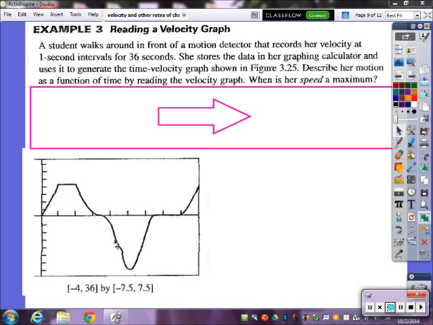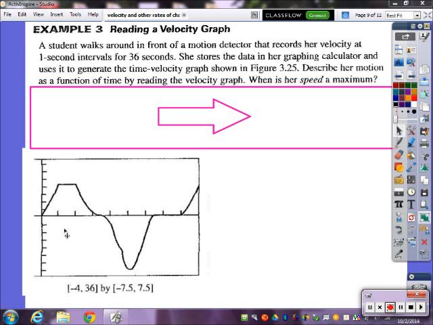If I were to interpret this, she's moving in front of a motion detector. So she's moving away from and towards the motion detector. When velocity is positive, that indicates her moving away from her starting point. And when velocity is negative, that indicates she's moving towards her start point, so backwards.